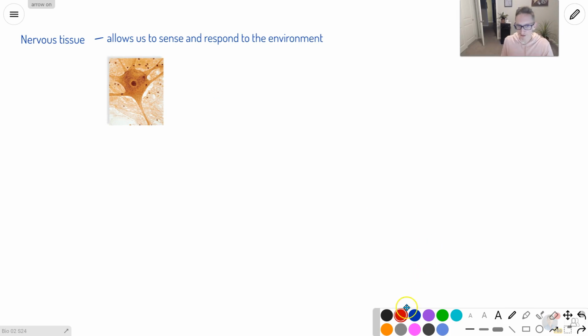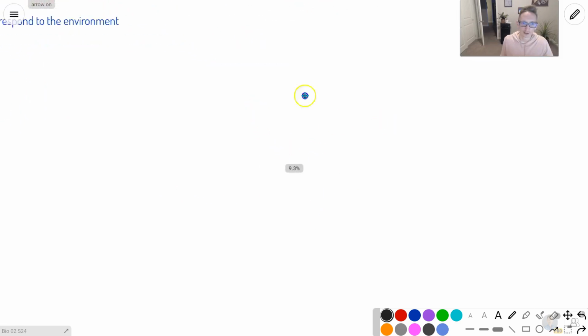We're going to talk about nervous tissue. This is part of our brain, our central nervous system, our peripheral nervous system, down to our fingers. And let's just kind of draw out the main player, the main star of the nervous system, which is, of course, the neuron. So the neuron looks a little something like this.